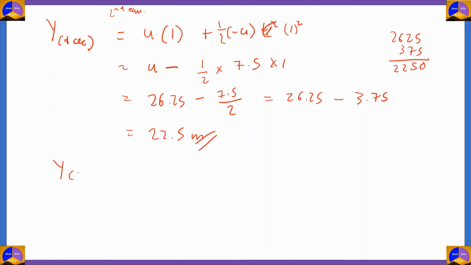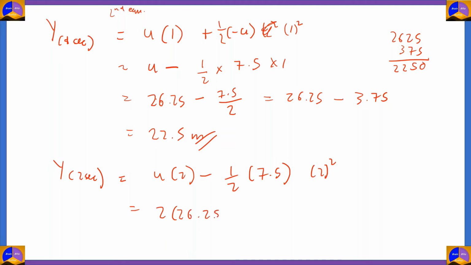The position of the object at t equal to 2 seconds will be equal to u times 2 minus half into the value of a, which is 7.5, times 2 squared. So it will be 2 times 26.25 minus half into 7.5 times 4. So 2 goes into 4 2 times. So basically we have 2 times 26.25 minus 7.5, because both have 2 in common. So I took 2 common out.